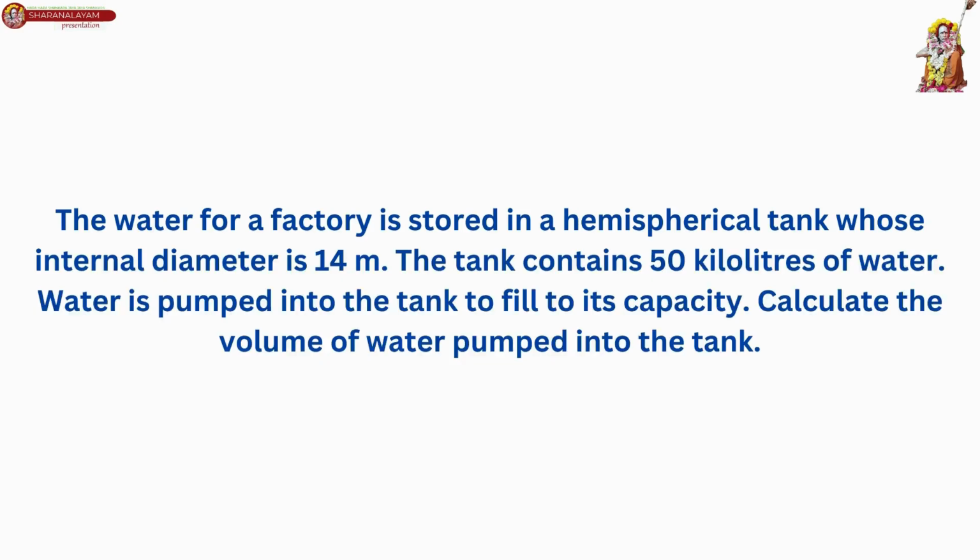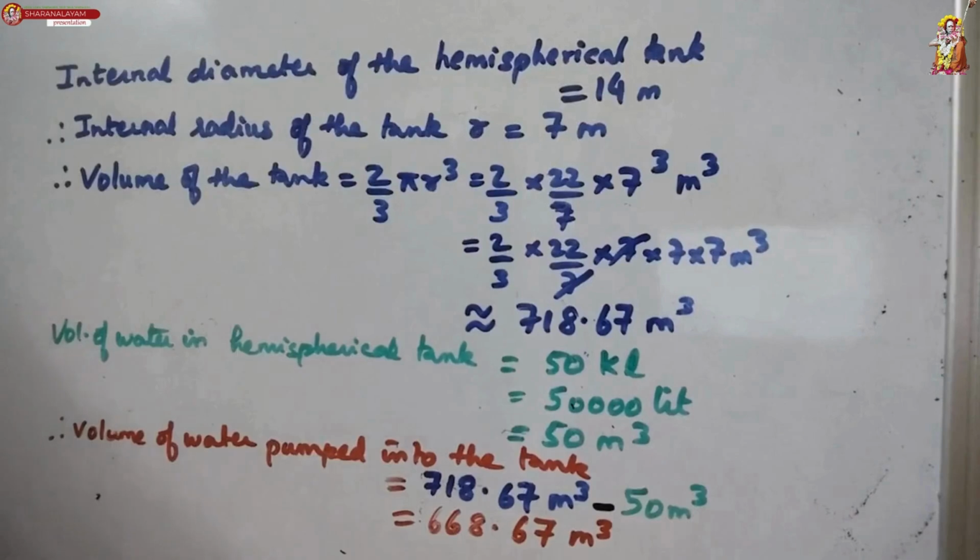The water for a factory is stored in a hemispherical tank whose internal diameter is 14 meters. The tank contains 50 kiloliters of water. Water is pumped into the tank to fill to its capacity. Calculate the volume of water pumped into the tank. Now, what we do first is find the total capacity of the tank. And from that, we subtract the volume of water the tank already contains. This gives us the volume of the water pumped into the tank. Now how do we work it out?